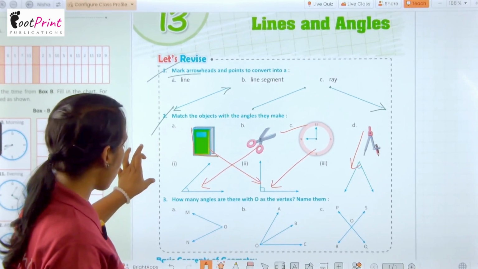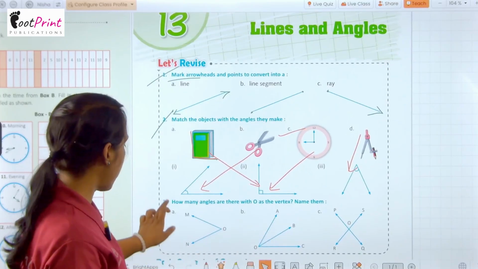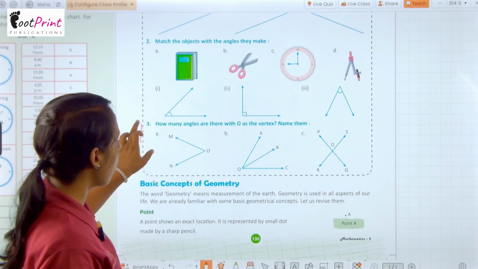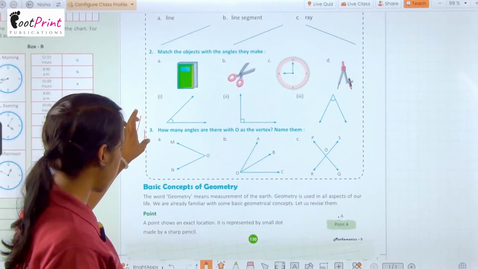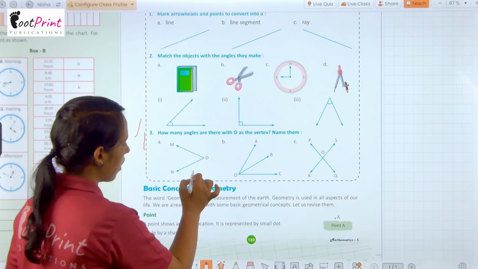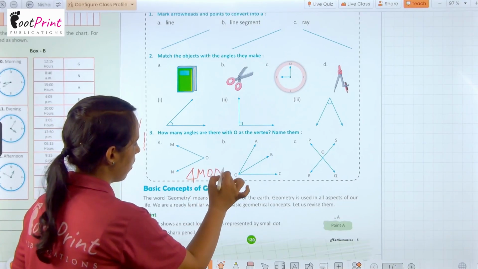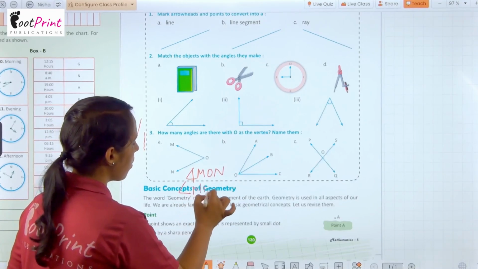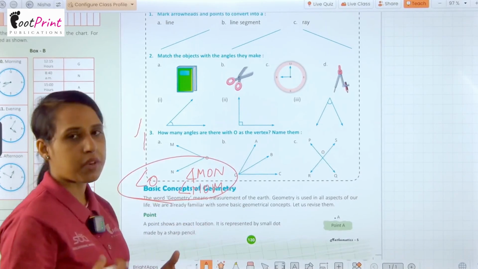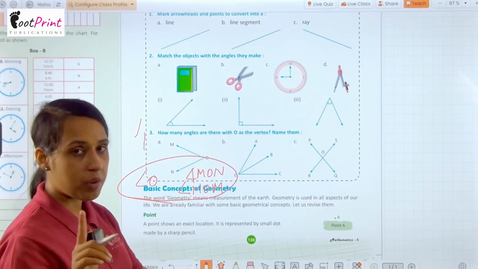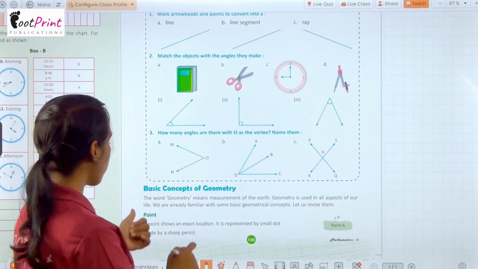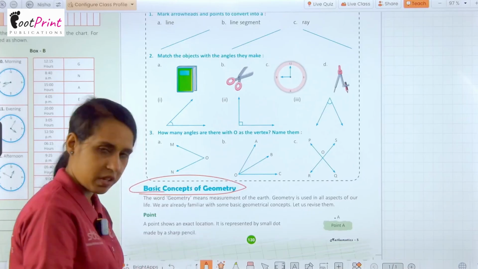Okay. Now the next one, question number 3: how many angles are there with O as per the text? Name them. Here we have to name the angles. So we can name the angles angle MON, angle NOM, or we can write angle O. These are the three ways to name any angle that we learned in our previous class also. Okay. So for that, now we will learn the basic concept of geometry.